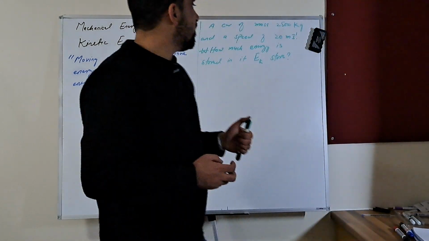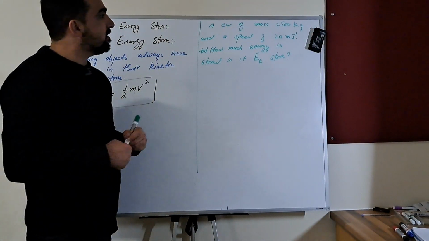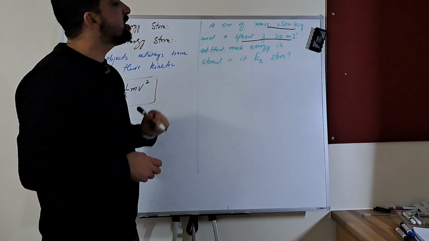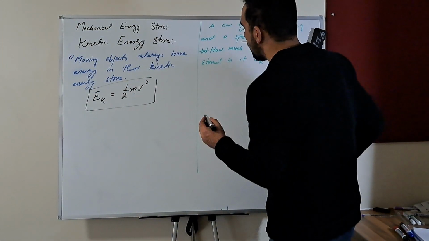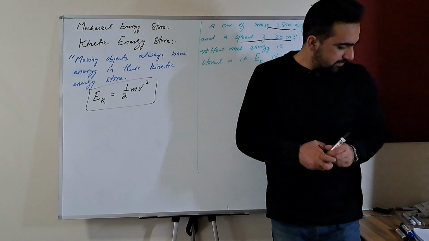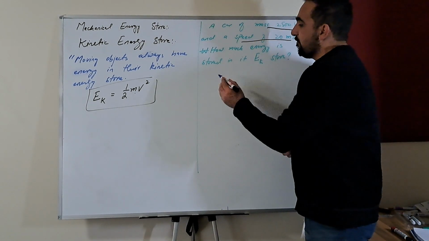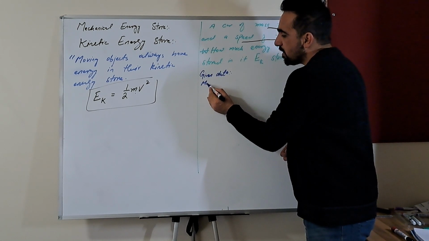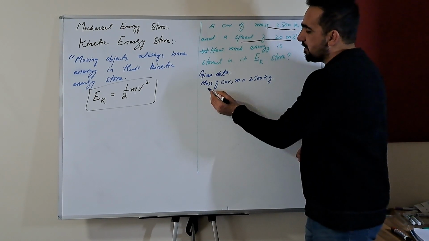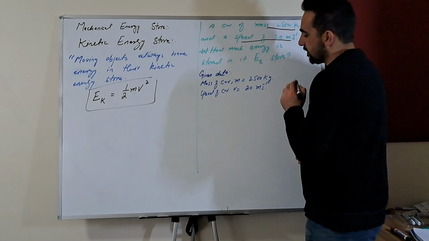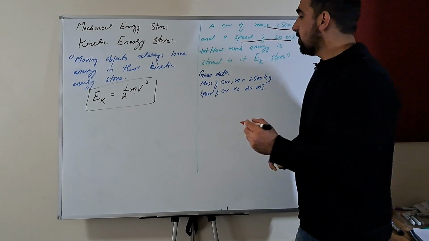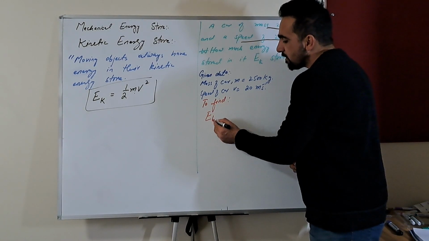So this is our problem that we need to solve. We have a car whose mass is 2500 kilogram and speed is 20 meter per second. If we want to solve this problem, we will say that we are given some data. Mass of car m is equal to 2500 kilogram and speed of car is 20 meter per second. And we need to find the kinetic energy of the car, Ek.